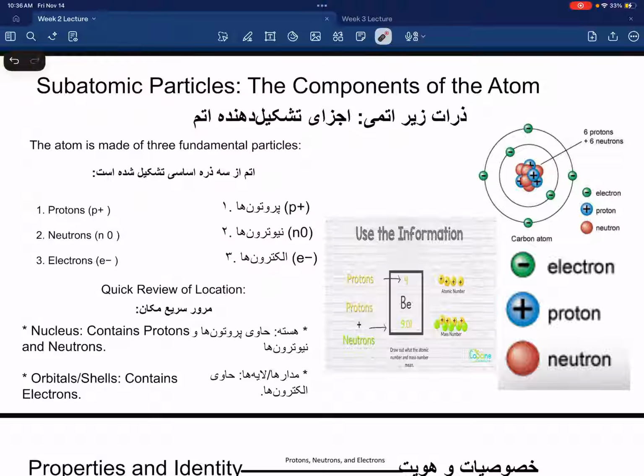In the nucleus, we have protons, which have a positive charge, and neutrons, which have a neutral charge. To memorize this, just remember that neutron sounds kind of like neutral, so it doesn't have any charge. And then around it, we have all sorts of different electrons in different placements.